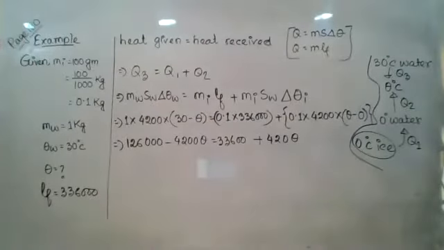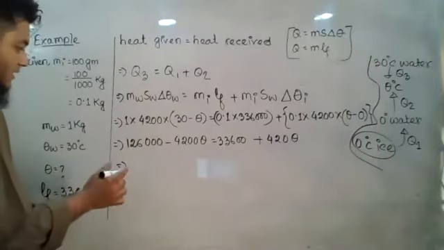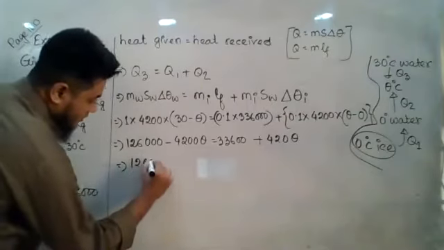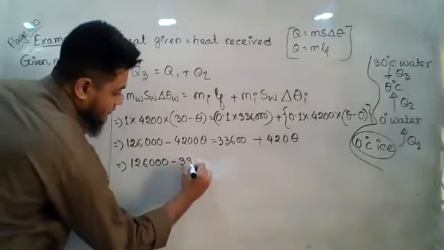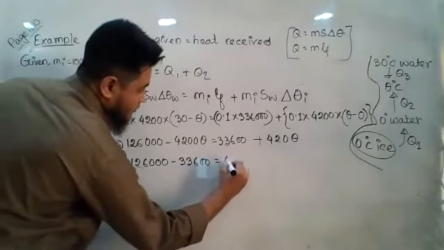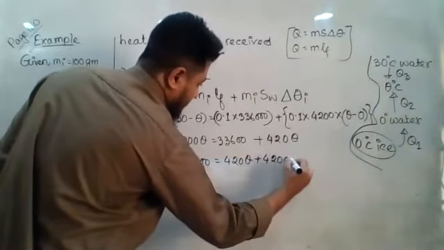Right? Okay, so we will take all the theta in the same side and all other amount in the other side. Minus 3360 is equal to 420 theta plus 4200 theta.